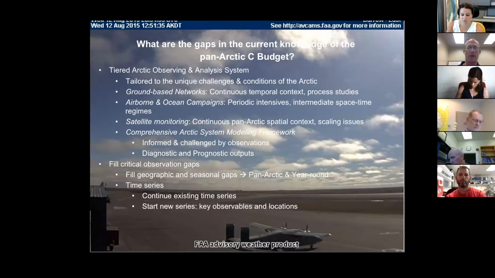like the MAM campaign that was run by John Pyle and Ewan Nesbitt in Scandinavia, what we did with CARV and are doing with ABoVE in North America, and for instance, YAK-AEROSIB that the Europeans have run over Siberia. So the idea is to continue existing time series and start new time series in key observations and locations.